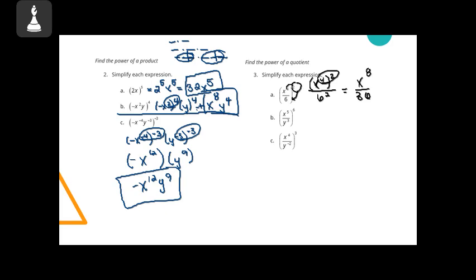For B, x to the 5th over y to the 3rd is all raised to the 6th power. So I'm going to break them up first. X to the 5th to the 6th over y to the 3rd to the 6th. So power to a power means I multiply powers. So 5 times 6 is 30. 3 times 6 is 18. So I have x to the 30th over y to the 18th.